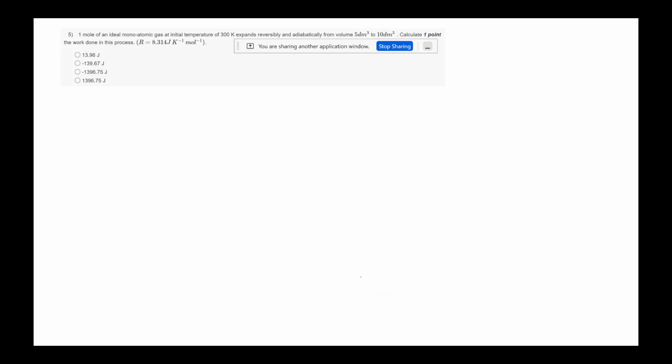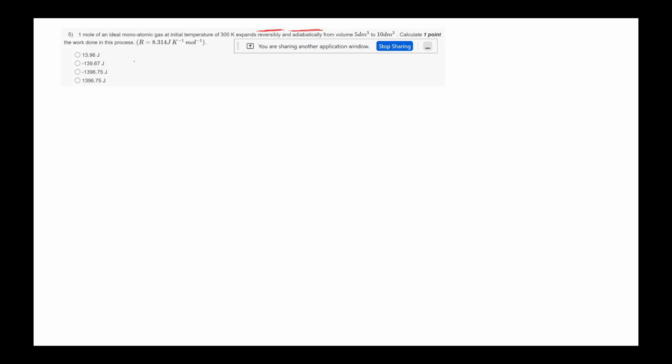Okay, so as I have said earlier, today we will first talk about a few problems that some students have difficulty understanding. This problem says: 1 mole of an ideal monoatomic gas at an initial temperature of 300 Kelvin expands reversibly and adiabatically. So we have to consider these two things, reversibly and adiabatically, from volume 5 decimeter cube to 10 decimeter cube, and the problem is to calculate the work done in this process.